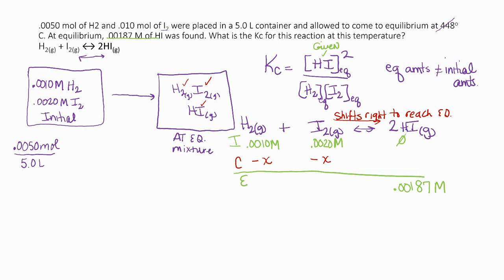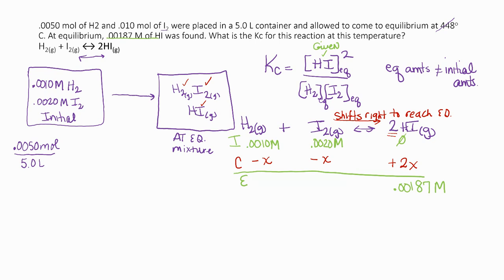Now on this side, HI, from the mole ratios, we know that the mole ratio is 1 to 1 to 2, so we are adding 2X. That's because twice as many moles form. Okay, so I'm looking at this. Again, it has to shift right to reach equilibrium because we just have reactants.